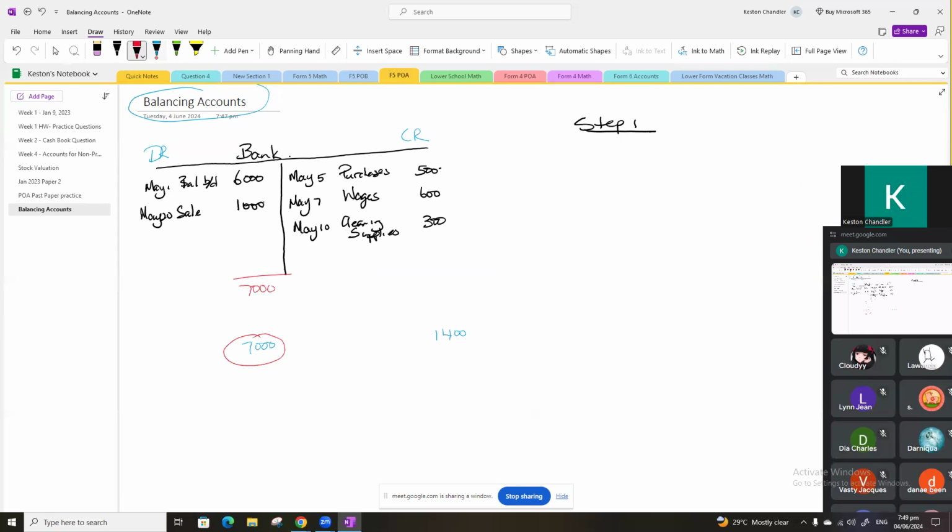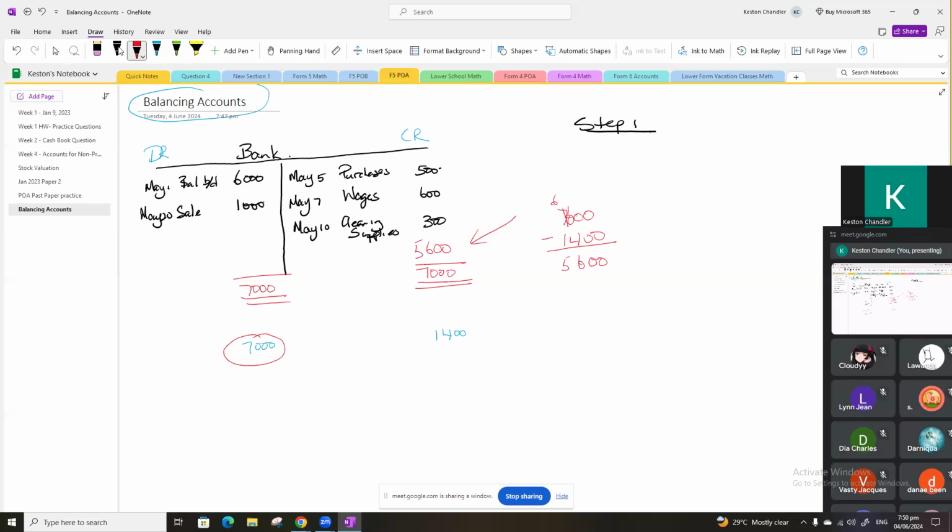But the problem is on this side, if I want to get 7,000, I am missing a certain amount. How much am I missing? I am missing 7,000 minus the 1,400 that is already there, right? So this will give me what? 6, carry 1 across, 10 take away 4 is 6, and then 6 take away 1 is 5. So it means that I need a balancing figure, right, Sarah? I need a balancing figure of 5,600 here in order to get this credit side to add up to 7,000.